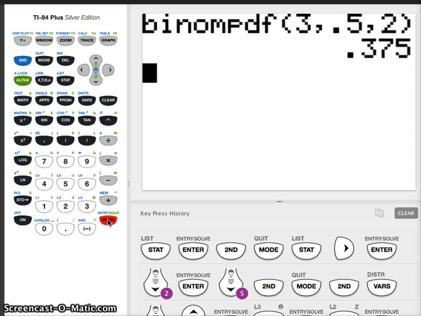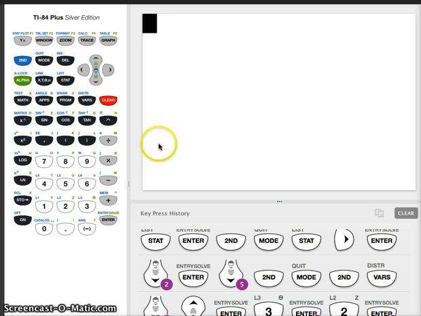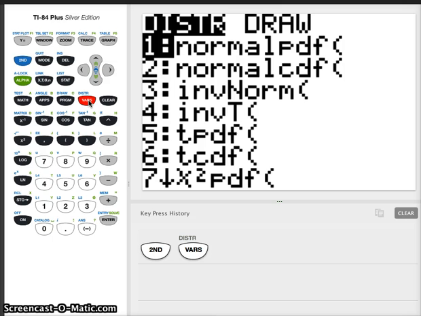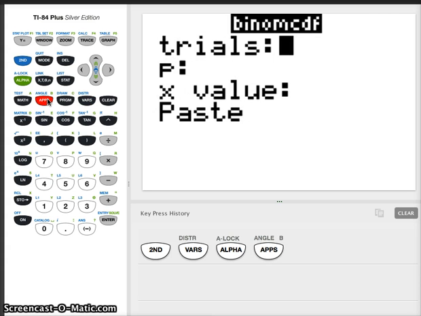Now what if I want to know the probability of having 0, 1, or 2 boys? That's a good question. So we're going to go back. Okay, let me clear the little key thing for you guys that need to see that. We're going to go back to the distribution possibilities. And this time, I'm going to get to that second one by just hitting alpha B, okay? That is a cumulative distribution function. Or you could just scroll down till you get to the CDF, okay?